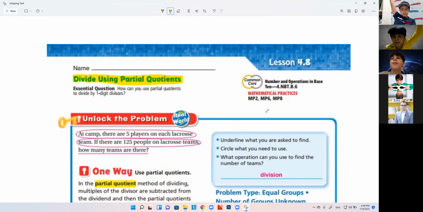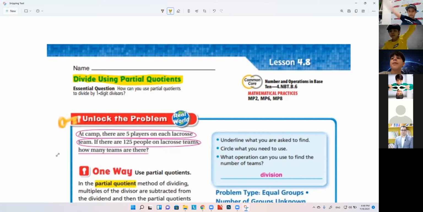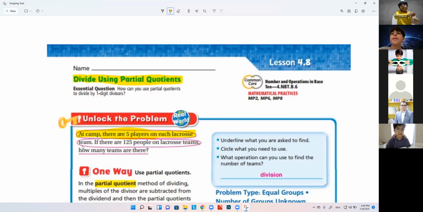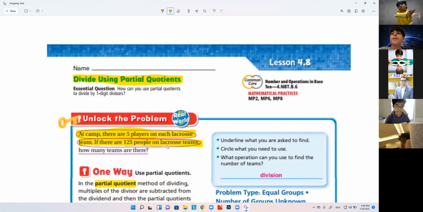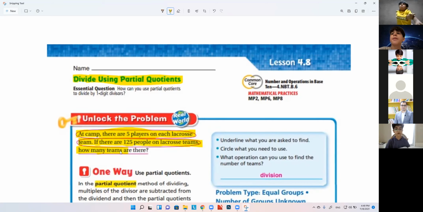And Hassan, Abdullah Al-Khanizi, Muhammad Al-Aqil, Ahmad Al-Filfil. Okay, let's see Ahmad Al-Filfil. At camp, there are 5 players on each lacrosse team. If there are 125 players on lacrosse teams, how many teams are there?